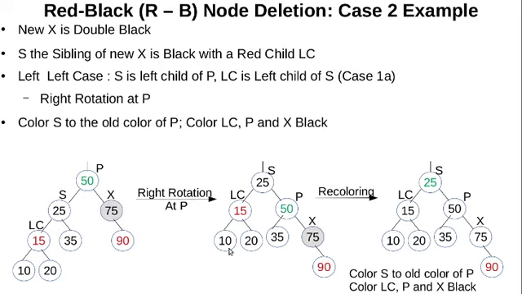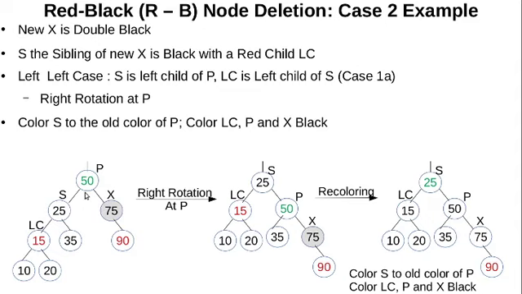In this case, the sibling node 25 is black. We call it S. The left child of S, that is node 15, is red. We call it LC. As the black sibling of node X has a red child, case 1 applies, wherein we carry out rotation and recoloring to restore the red-black tree properties.